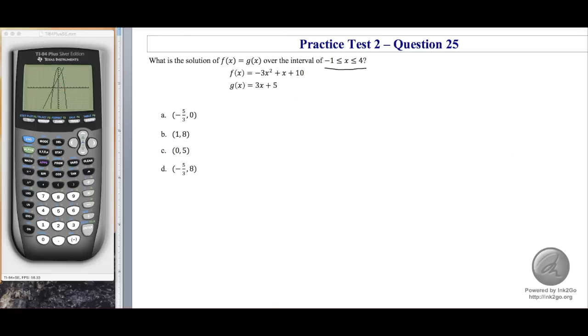We're going to go to our table to see if we can find an exact answer. Second table. Here we're looking at x values from -1 to 4, and we're looking for y values that are the same for our two equations. And that occurs at x is equal to 1, y is equal to 8.